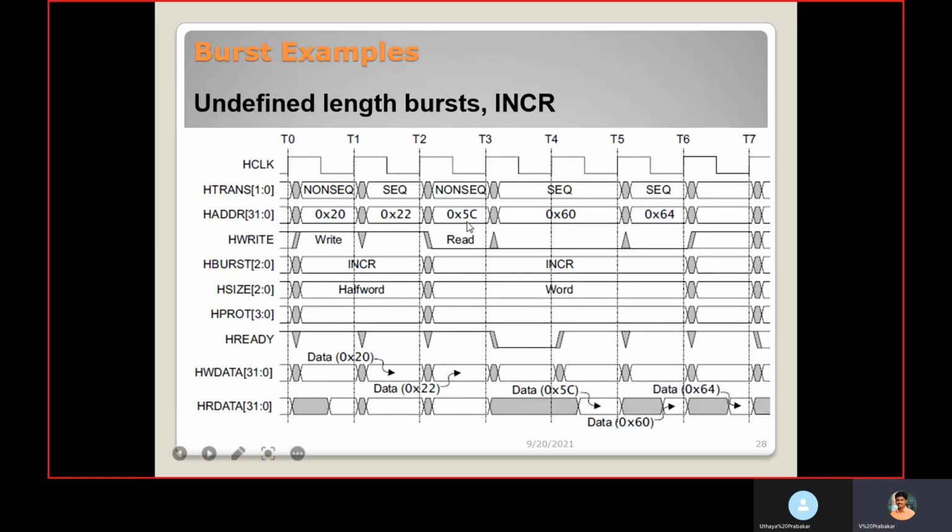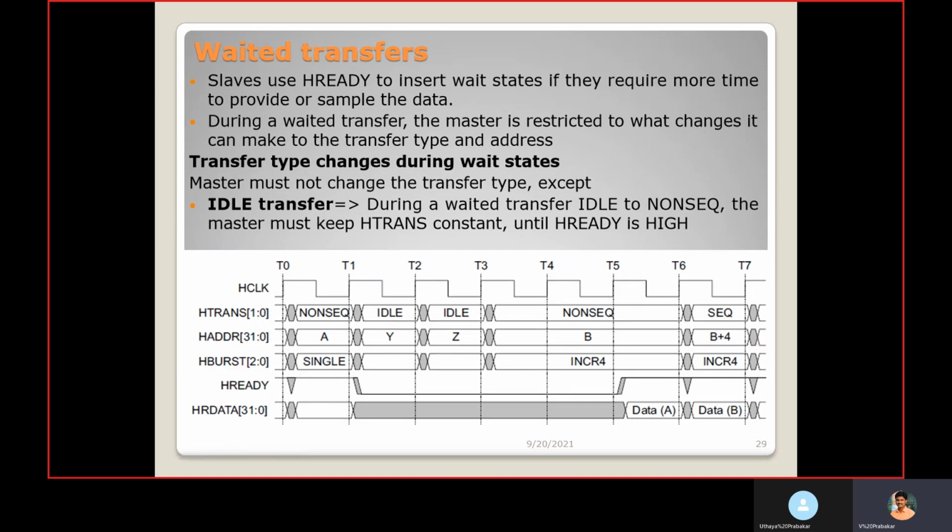Okay, the starting address is 5C. Here we are going to perform read. Based on this address, it will increment to 60, and then 64. Here it is incremented by 4 because we are using word. The HSIZE of this transfer is word. The corresponding read is happening in the next cycle of this one, this one is happening here, and for this one it is happening here. The wait-state transfer, that we will see later.